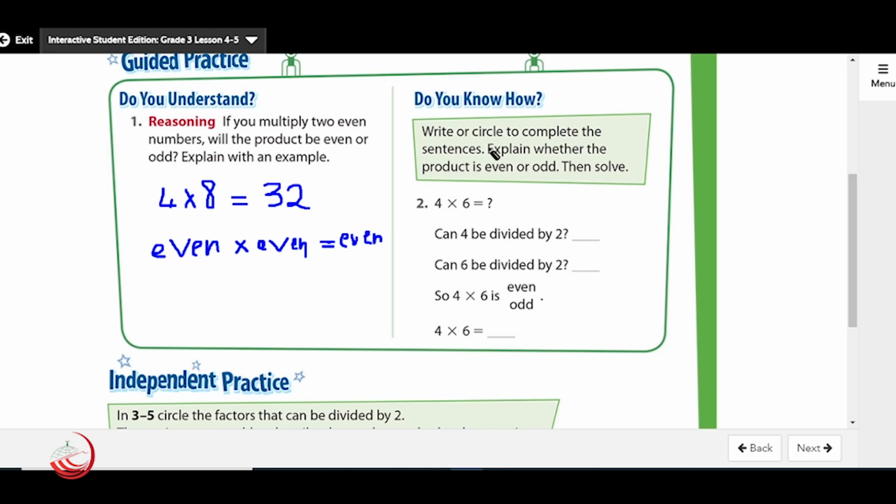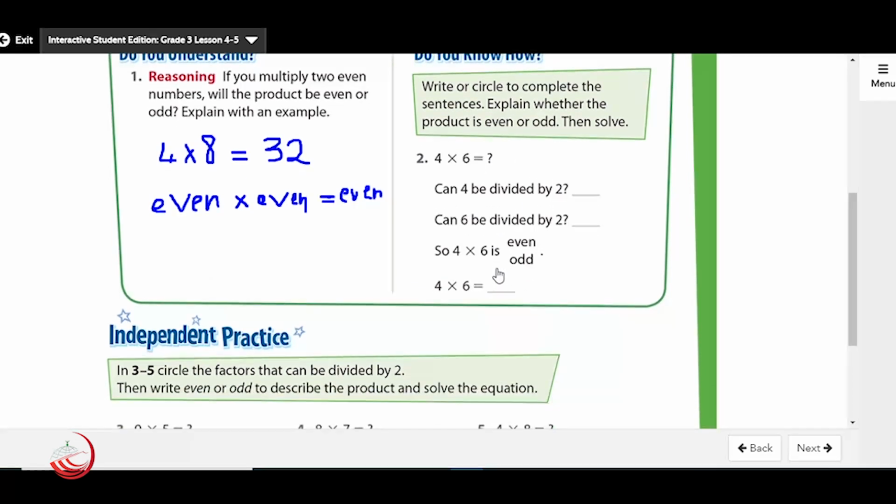Now, write or circle to complete the sentences. Explain whether the product is even or odd, then solve. 4 times 6 equals what? Don't tell me the direct answer. Let's settle first the way of thinking. Can 4 be divided by 2? Yes or no? We'll say yes. It can be divided by 2. 4 divided by 2 equals 2.